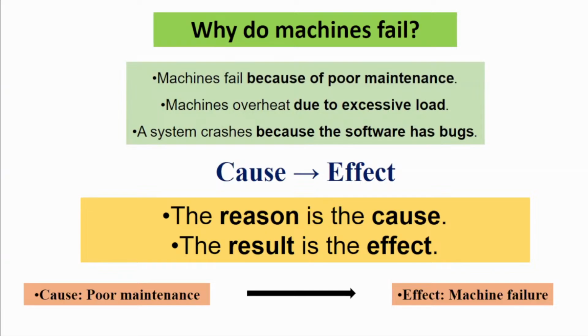So in the second sentence, right? Machines overheat due to excessive load. What is the cause? Excessive load, right? Reason for machines to overheat. What are the reasons for the overheat of machines? Then you can see excessive load becomes the cause. Then what is the effect or the result?